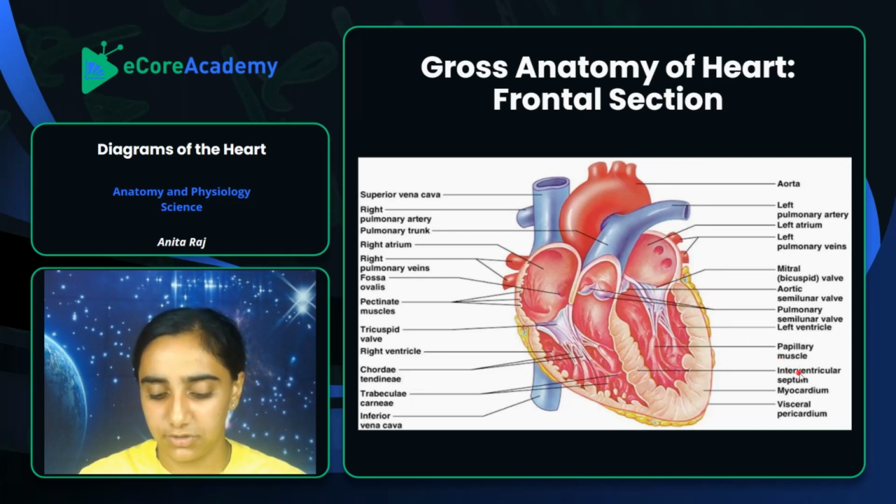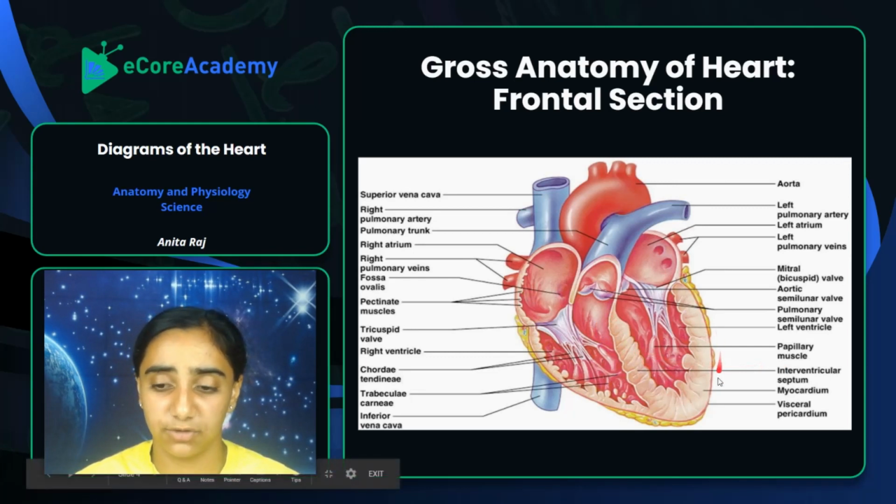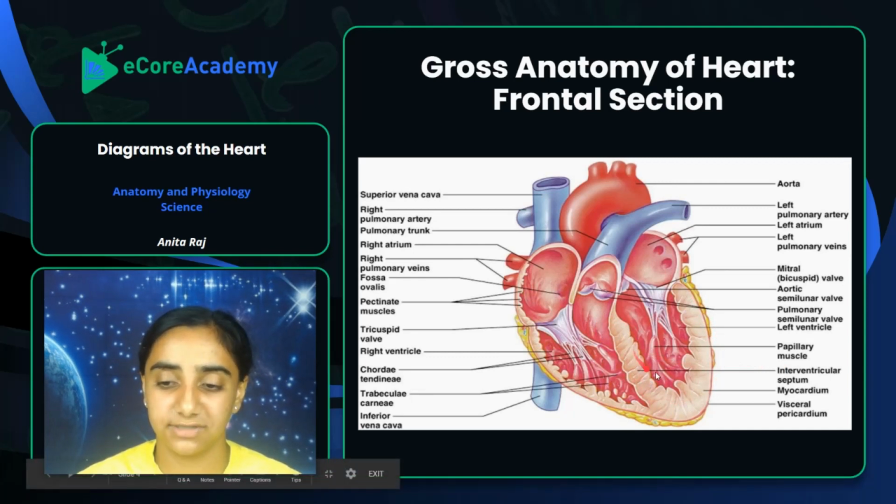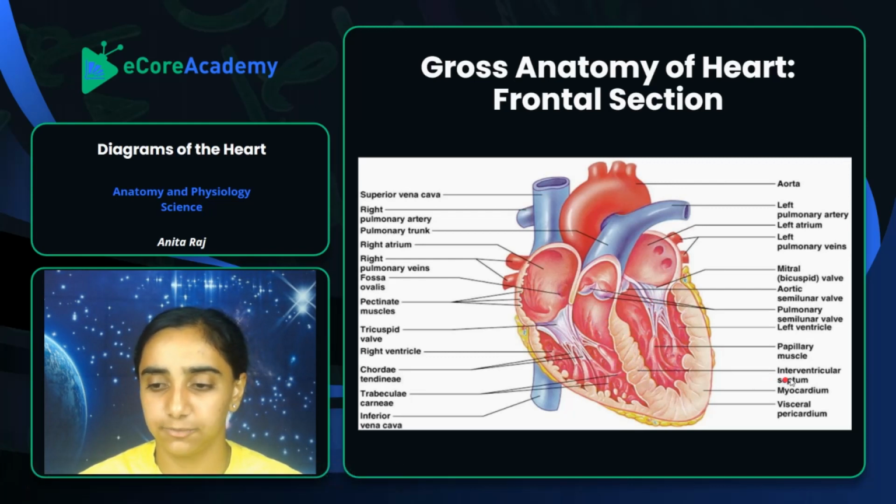Then you have the interventricular septum. It is a stout wall separating the ventricles, which are the lower chambers of the heart, from one another. So it's just a wall of cells in the middle. It's part of your myocardium, and it's just a thick wall that separates your two ventricles from each other, because these ventricles are very large.